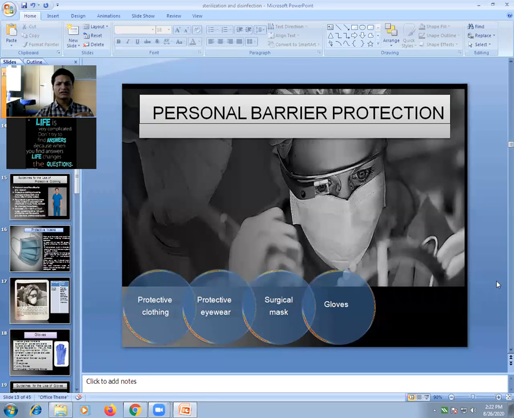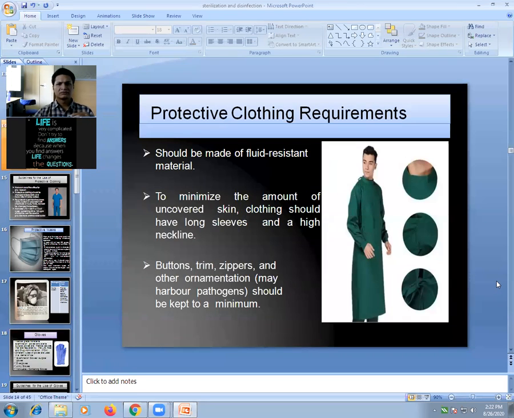The next thing is personal barrier protection. How to protect ourselves? We have protective clothing, protective eyewear, surgical mask, and gloves. Now, requirements for protective clothing. How should it be? It should be made of fluid-resistant material. To minimize the amount of uncovered skin, clothing should have long sleeves and a high neckline. Buttons, trim, zippers, and other ornamentation should be kept to a minimum.